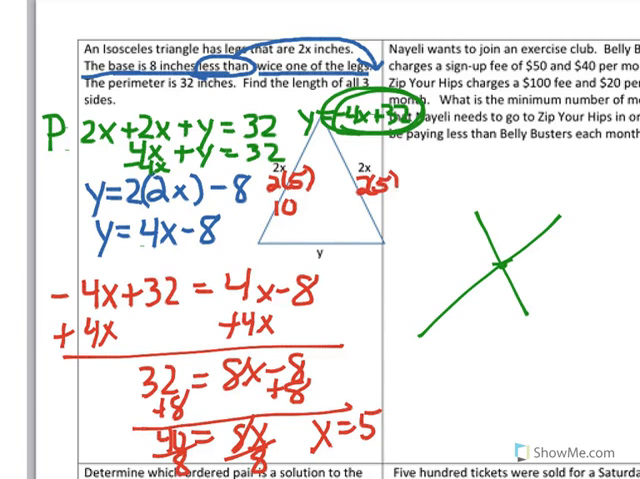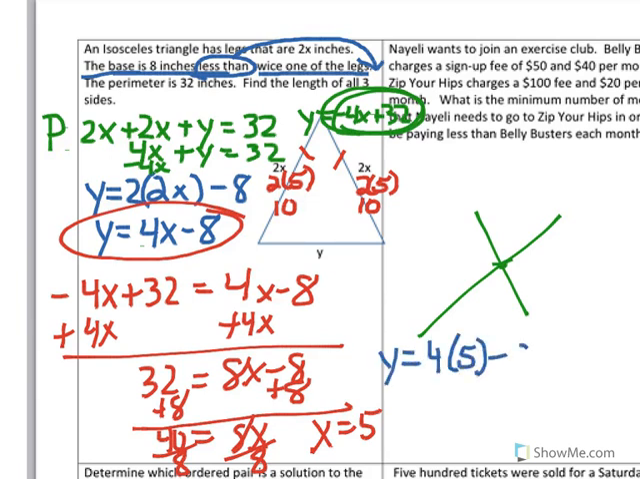2 times 5, the length of this other leg is 10, which makes sense because it's isosceles. 2 legs are the same. Now, we take the 5 and we plug it back into one of the other equations. I'm just going to use this one. And so we'll say y is equal to 4 times 5 minus 8. So 20 minus 8 is 12. So y is equal to 12. And let's see if that works out. The perimeter should be 32. 10 plus 10 is 20, plus 12 is 32, so it works.